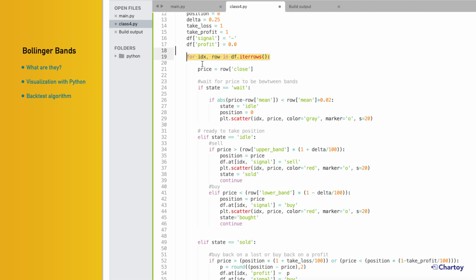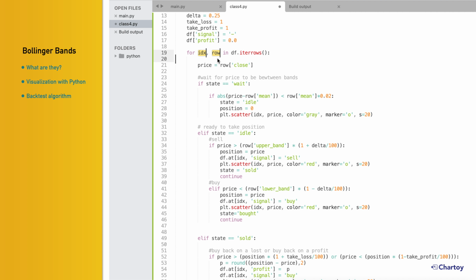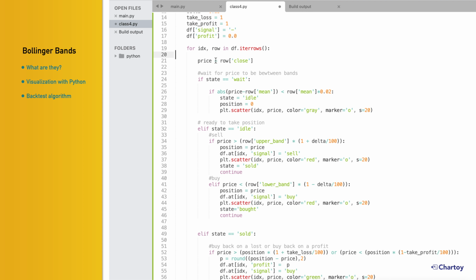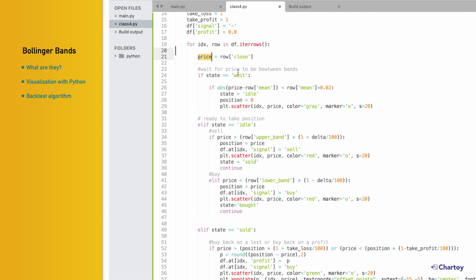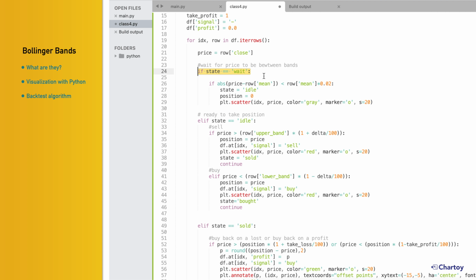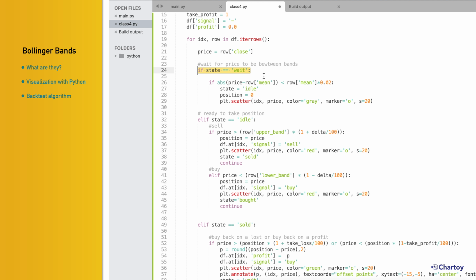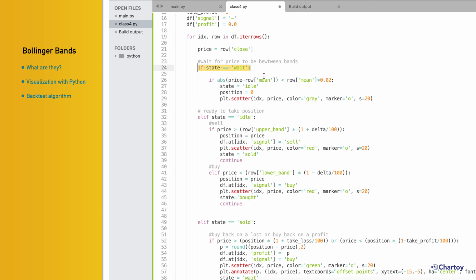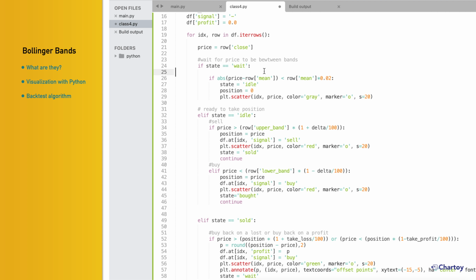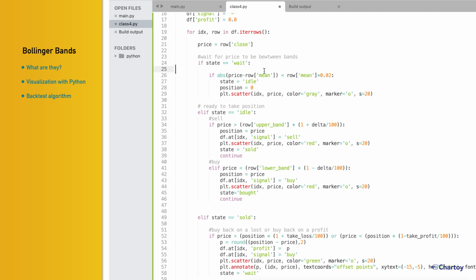So we're going to iterate over this data frame, although there are many more efficient ways to do it, but this is more clear. And each row will provide us the row and the index of this row. So for each iteration, we're going to take the price, which is the row at close. We're going to use the close column for the price. And we're going to start with the first state. So this state, the wait state, essentially we're waiting for the price to be somewhere around the center of the bands. So it should be very close to the moving average. Once we are there, we are ready to take a position.